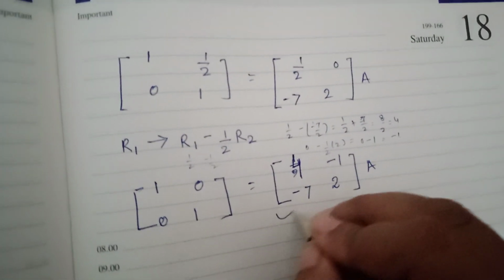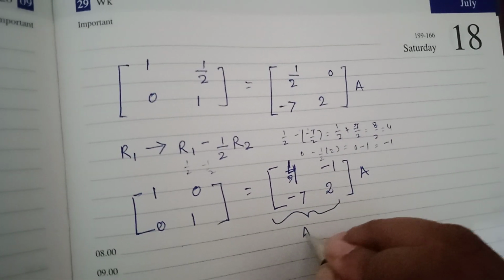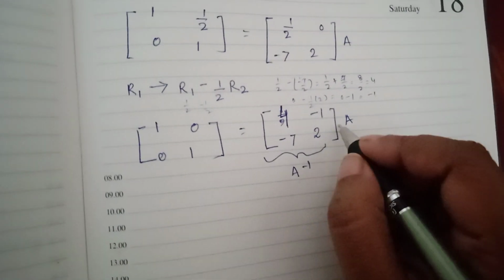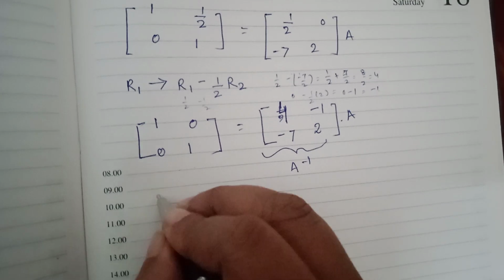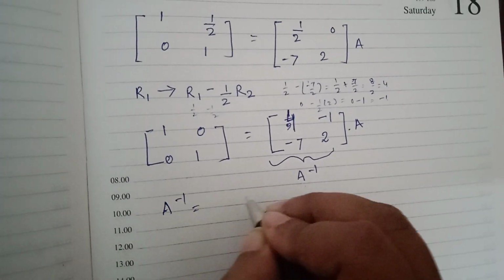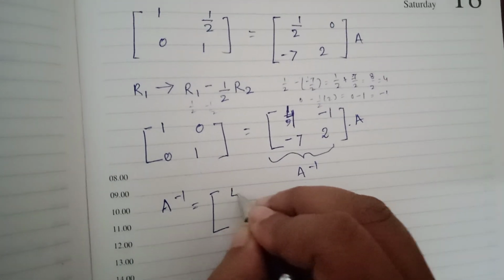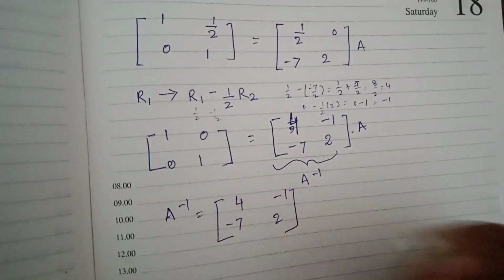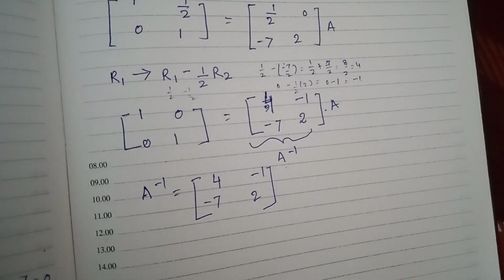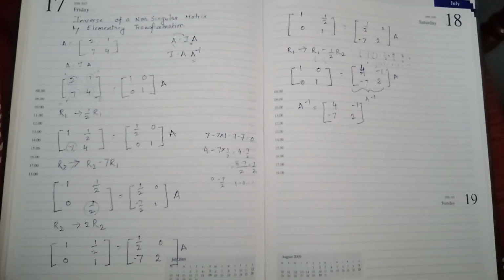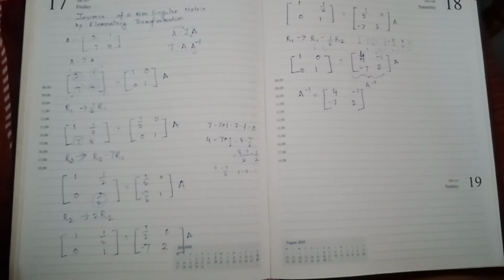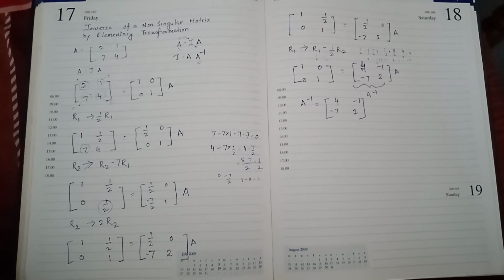So this particular matrix that I have is A inverse. So you get A inverse into A is an identity matrix. If I want to write what A inverse is, it is 4, minus 1, minus 7 and 2. This is my identity matrix. So here is the whole sum all together for your reference.